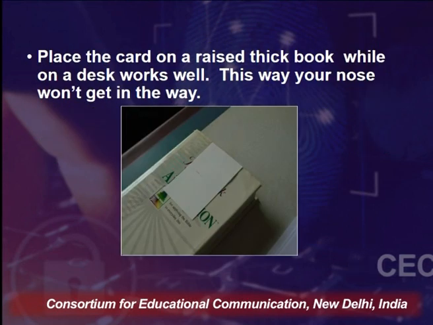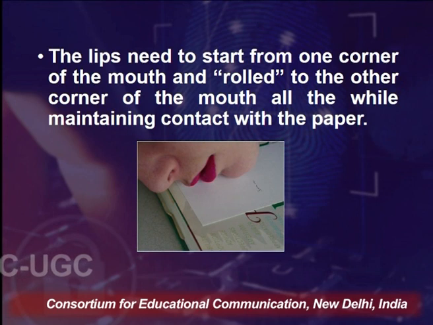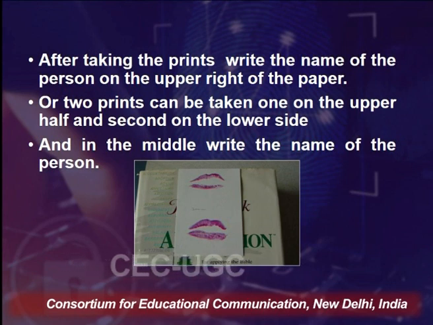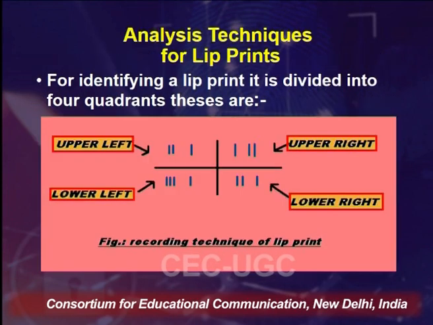We usually make a raised thick book on a desk which works well, so that the nose can be on one side and the lips can be directly on the book. The lips need to start from one corner of the mouth and roll to the other corner, all the while maintaining contact with the paper. After taking the prints, write the name of the person on the upper right of the paper, or two prints can be taken, one on the upper half and the second on the lower side, and in the middle write the name of the person.